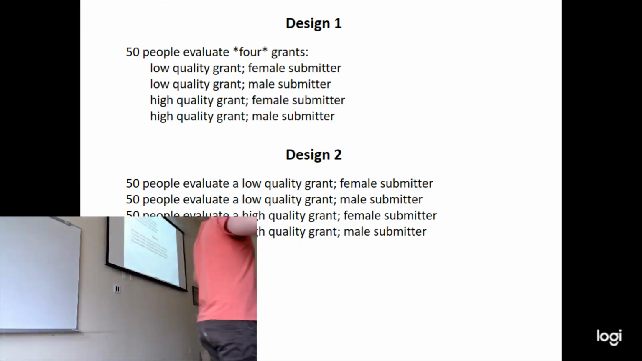However, if we're at the design stage and thinking about how we want to implement a study like this, we could choose a different design. Instead, we could have 50 people each evaluate 1 grant, selected out of 4 possible conditions. That would give us a total of 200 people, and they would only give us 1 rating. So there are 2 possible iterations of the same study. In one, we have 50 people giving 4 evaluations, and in another, we have 200 people each giving 1 evaluation.